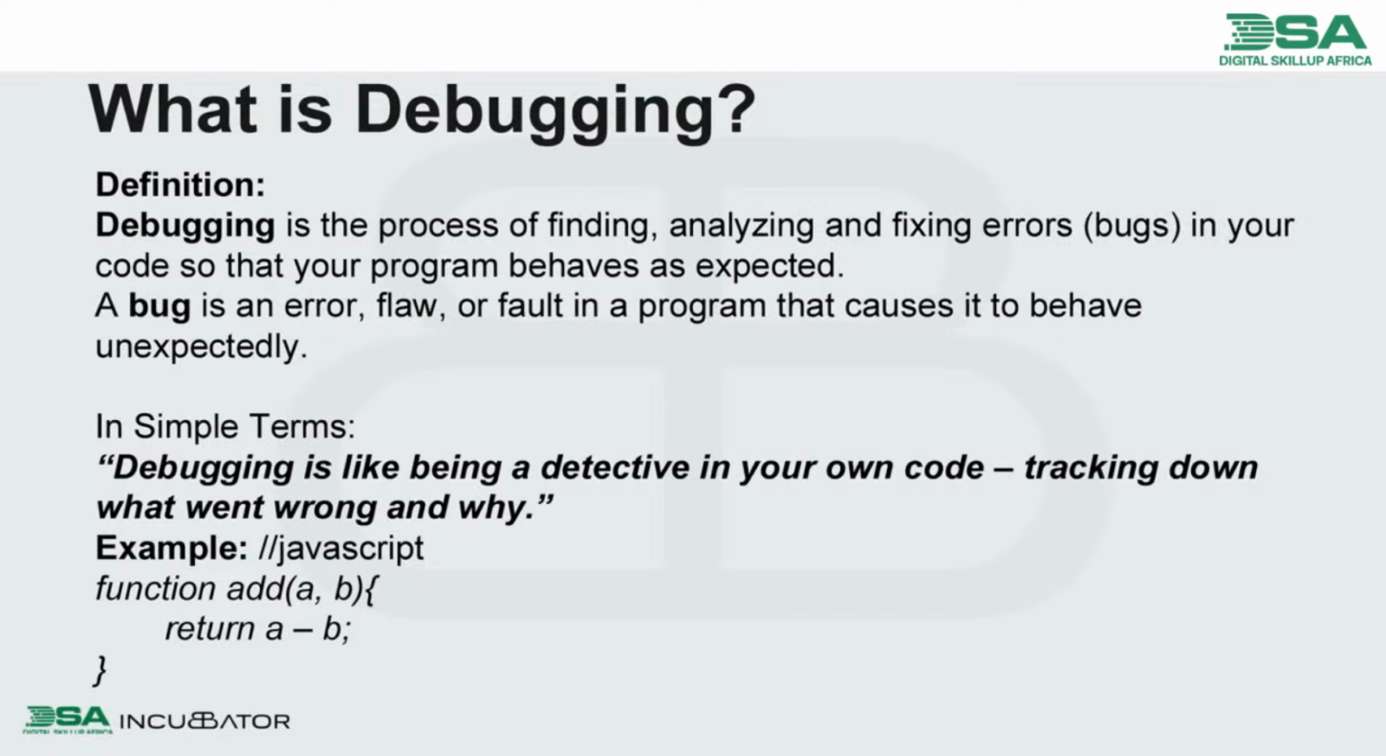Okay? So now debugging is the process of finding, analyzing, and fixing errors, which is the bugs we are making reference to, in your code so that your program behaves as expected. So bug is what? Your program not behaving as it ought to. Debugging is fixing the error so that your program behaves how it should behave. Okay, so try and get the clear difference. So in simple terms, debugging is like being a detective in your own code, tracking down what went wrong and why.